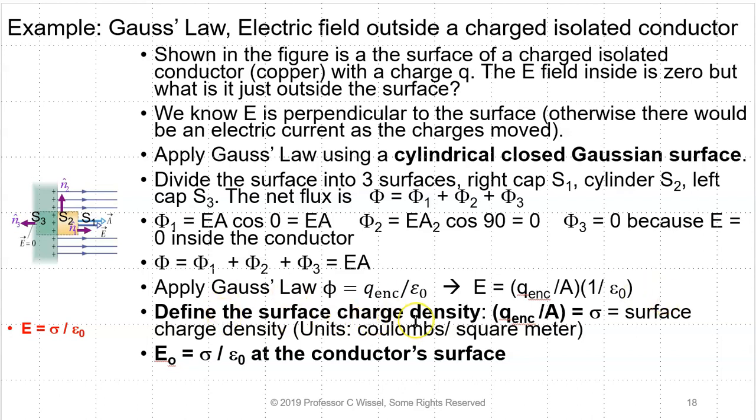We can define the surface charge density as Q enclosed divided by A equals sigma. We're going to give it that symbol. That's the surface charge density. Units on that would be coulombs per square meter. So E, that's the electric field outside a conductor or just at the conductor surface, is sigma divided by epsilon naught. Of course, sigma is the surface charge density.